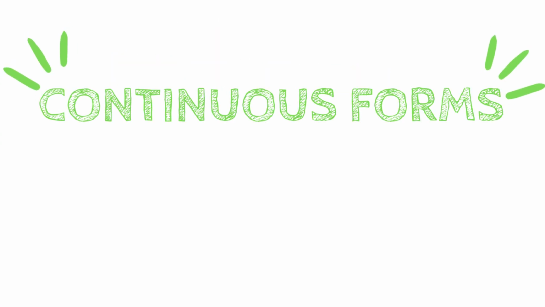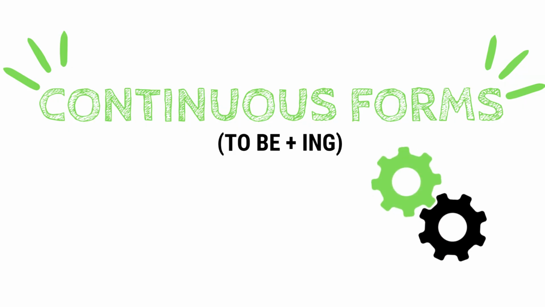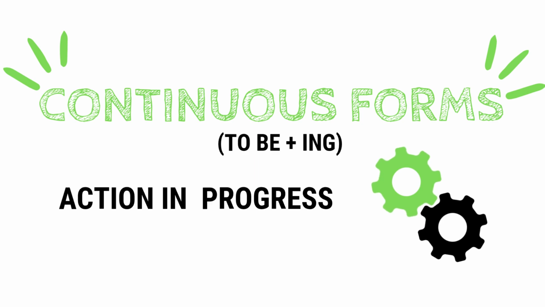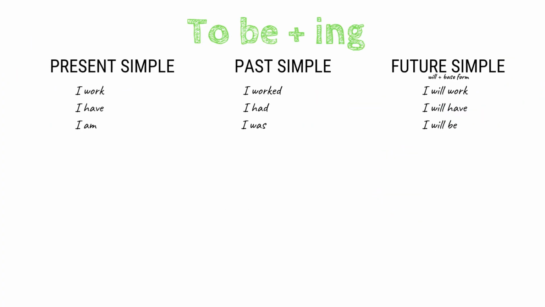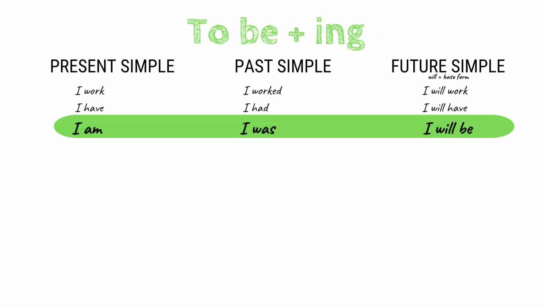We have covered all the basics, so let's get into more complicated stuff. First up, continuous forms. The continuous aspect is about something that happens continuously in a limited period of time. It indicates that an action is in progress, an action that is not completed. It does not tell us how long the action takes, or what is the result of the action. It only indicates that it is in progress. To form the continuous tenses, we need the verb to be, in the present, the past, or the future, plus the ing form of the main verb.